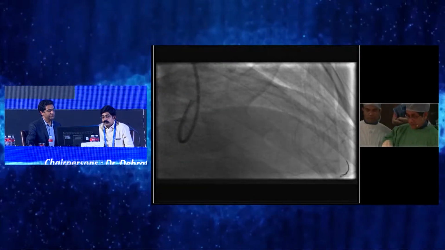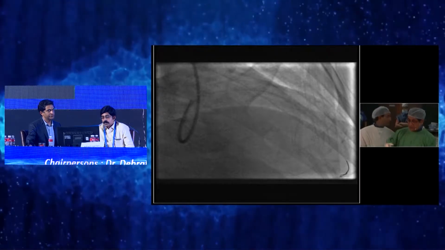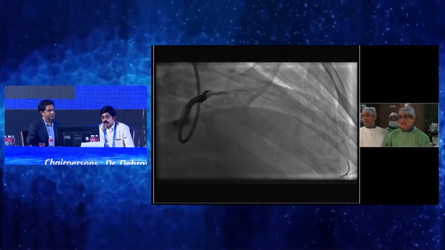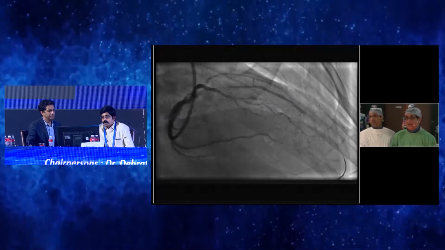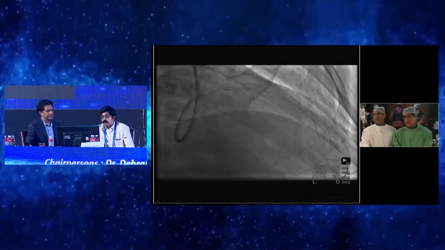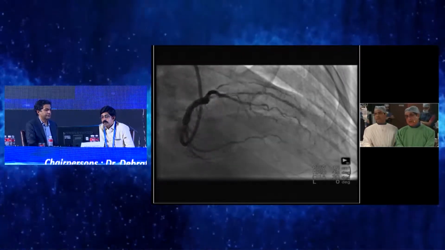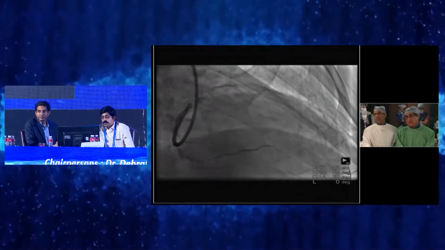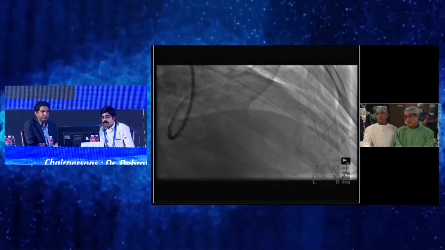So we have done a 1.5 and 2.5 dilatation, and you can see that the flow distally is still not good. So there is still retrograde flow. Yes. So once we take care of this lesion properly, then the whole antegrade flow will be restored.